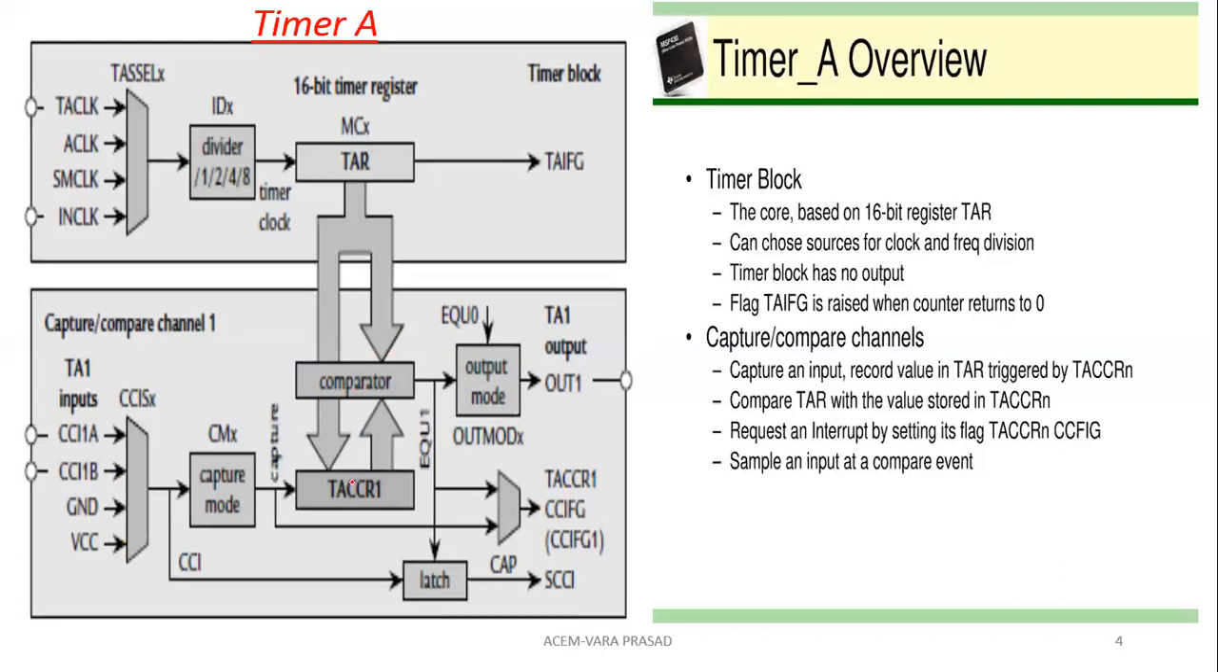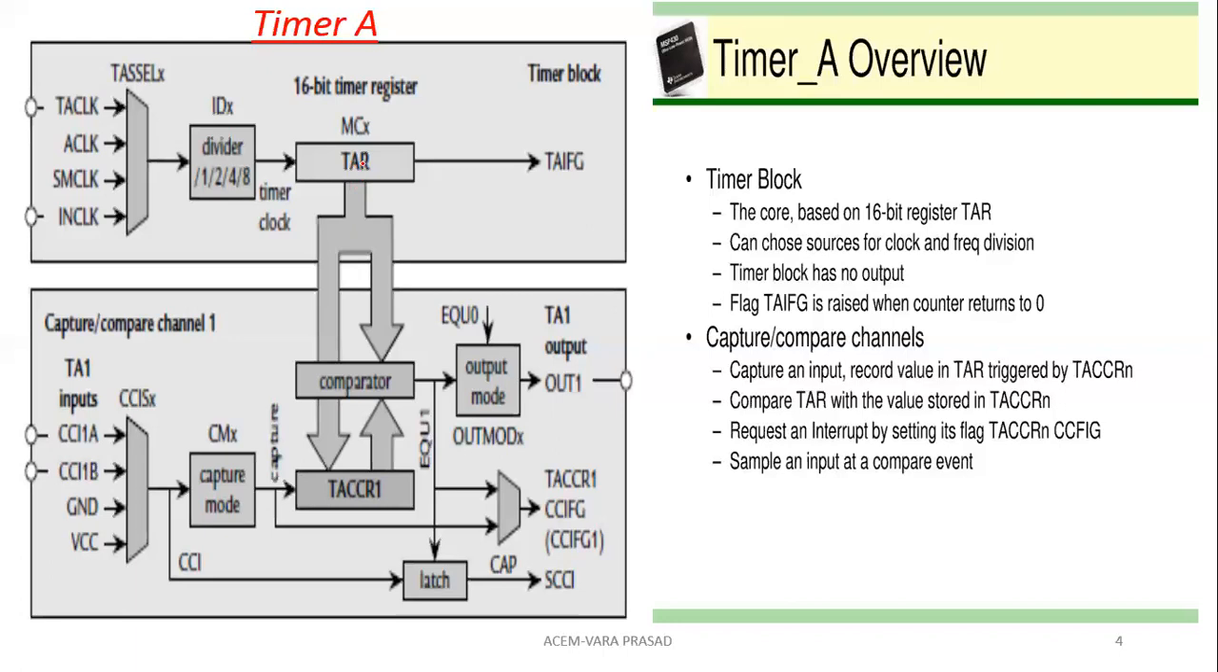In the compare mode, we compare the TACCR value with the TAR value. That means if you want to generate a signal up to the value available in TACCR, for example, I am taking 1000. Now you have to start the timer. The count will start from 0 in TAR: 0, 1, 2, 3, 4, up to the compared maximum. Here the value is 1000.